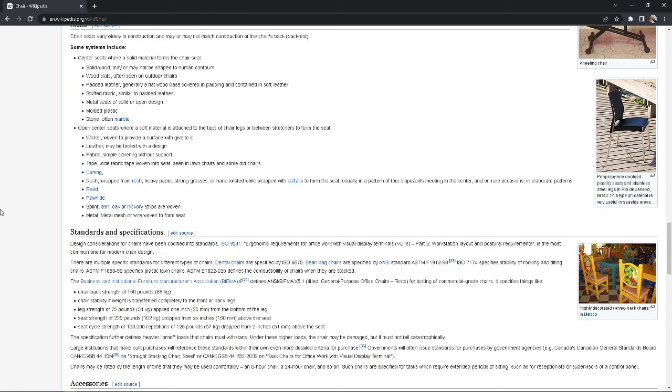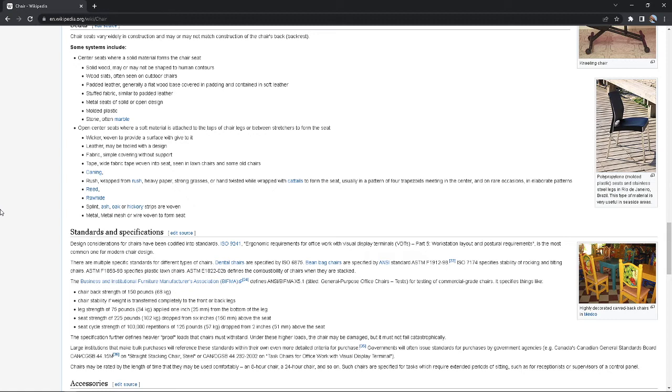Seats. Chair seats vary widely in construction and may or may not match construction of the chair's backrest. Some systems include center seats where solid material forms the chair seat. Solid wood may or may not be shaped to human contours. Wood slats, often seen on outdoor chairs. Padded leather, similar to a flat wood base covered in padding and contained in soft leather. Stuffed fabric, similar to padded leather.